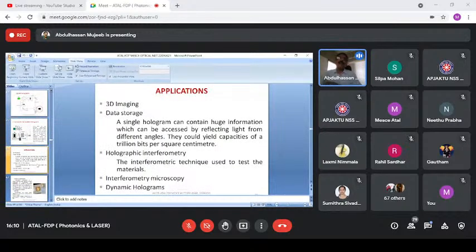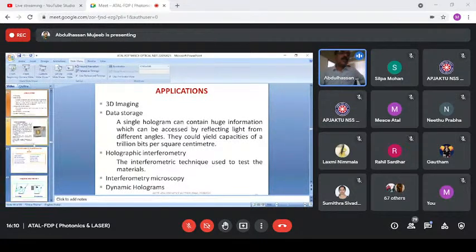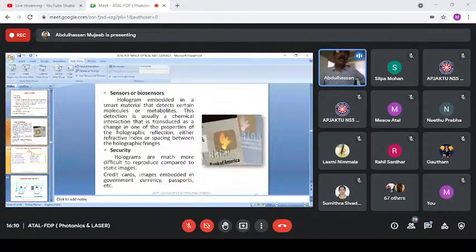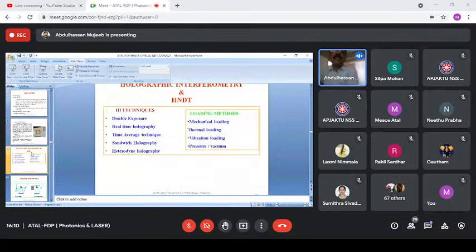So there are a number of applications, as I told you, for holograms: 3D imaging, data storage, interferometry, dynamic holograms, security holograms, etc. But my research interest is HNDT, that is holographic non-destructive testing. So far, I have given you a brief introduction on holography. So how can we use this holography for non-destructive testing?